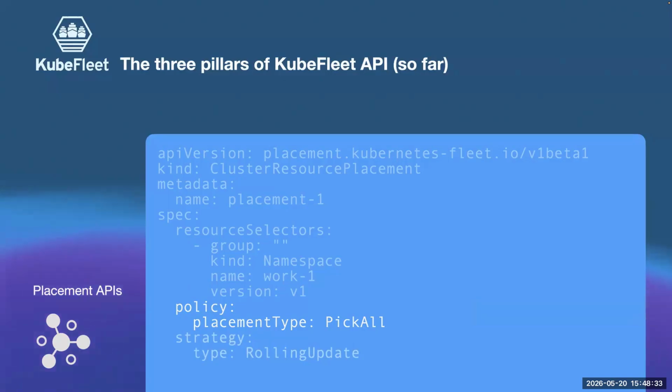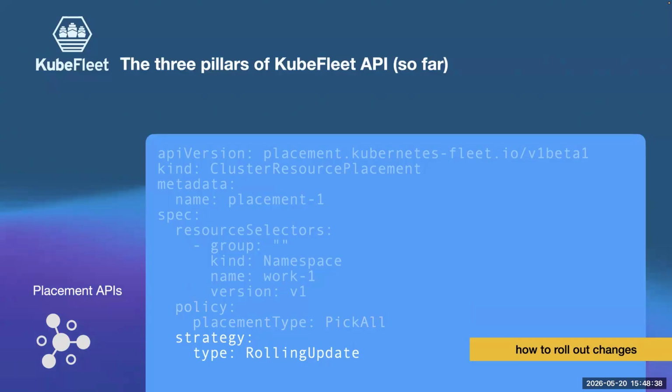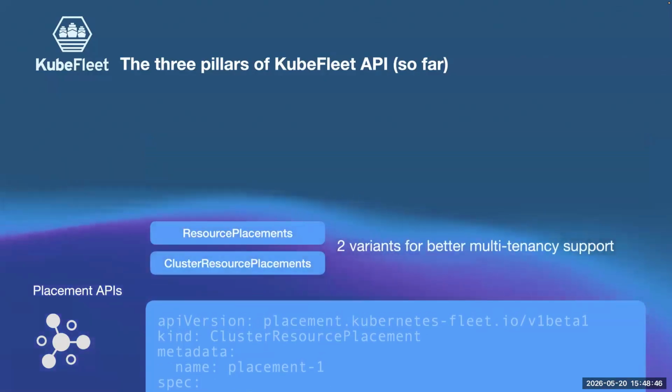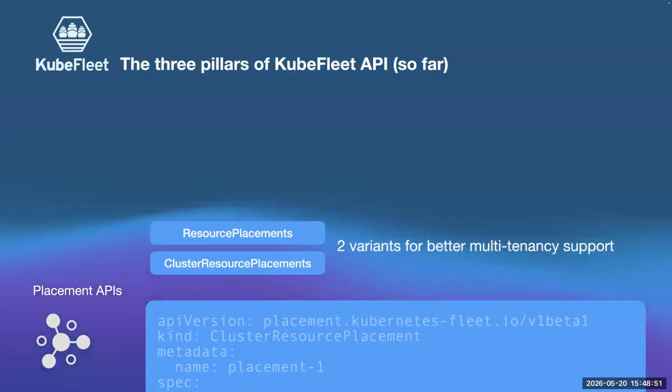And the last part of the placement API is called the strategy. It basically tells KubeFleet how to roll out changes to the member clusters, which we'll introduce in a later section. So we have two separate placement APIs, one called cluster resource placement and the other called resource placement. As their names imply, cluster resource placements are used to handle cluster scoped resources, and resource placements are used to handle namespace scoped resources. We added those two separate variants to better support multi-tenancy.